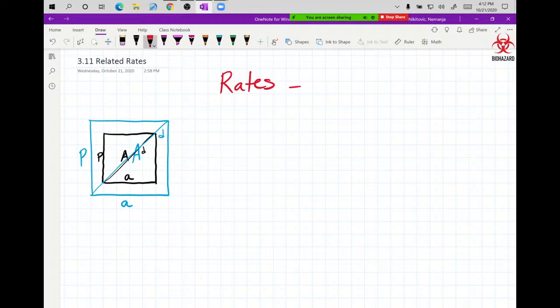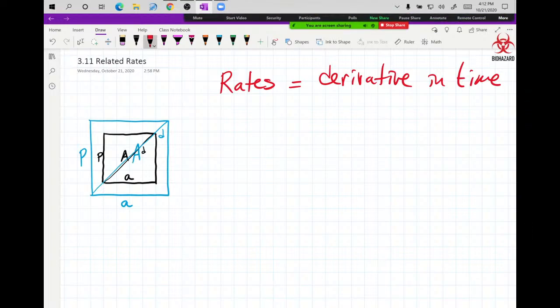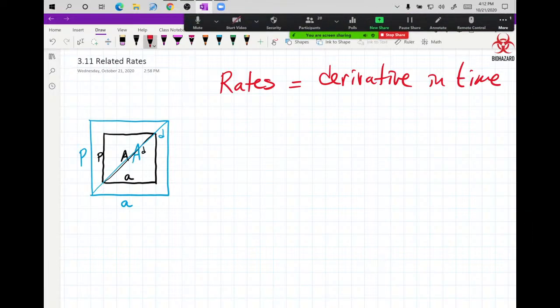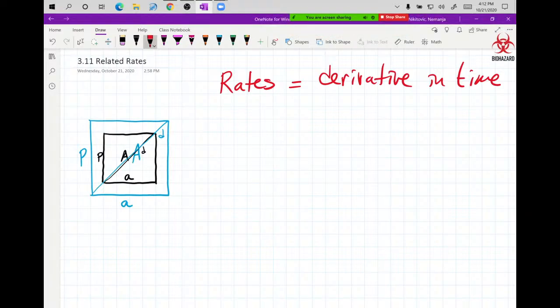So rates is going to be derivative in time, because this expansion happens with time. It takes time to heat an object and for the object to expand. So you will see a lot of this around you. The objects heating up and expanding are something that engineers have to take into account when they are designing things.